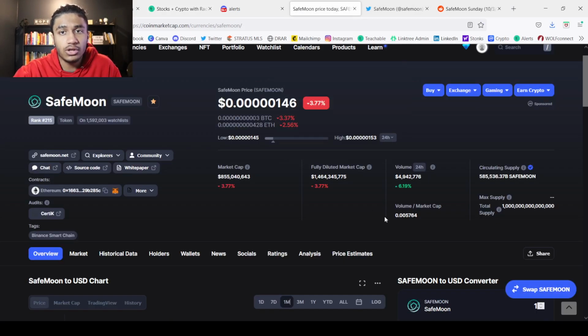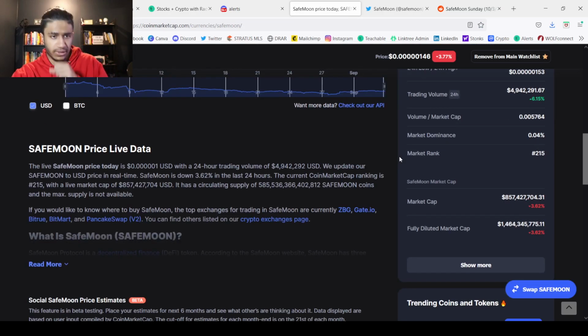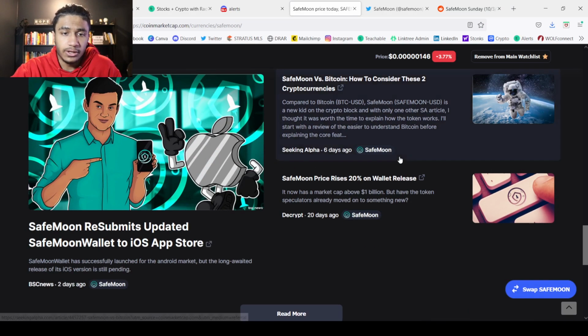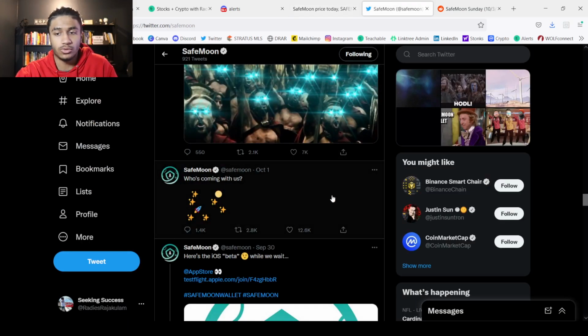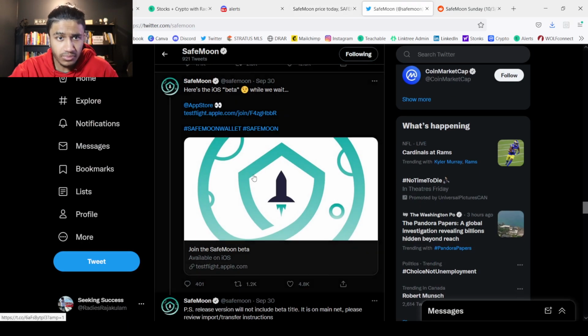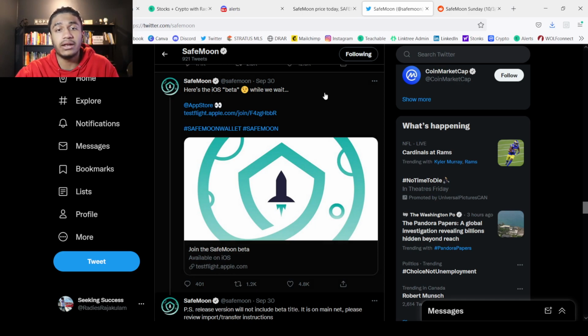But yeah, taking a look at CoinMarketCap, guys, this is what happened. There's a lot of news, obviously, with the wallet, the iOS store, and everything. Let's take a look at this, right? So today is October 3rd, and they did launch the iOS beta for the Safemoon wallet. Okay, so that's pretty cool.